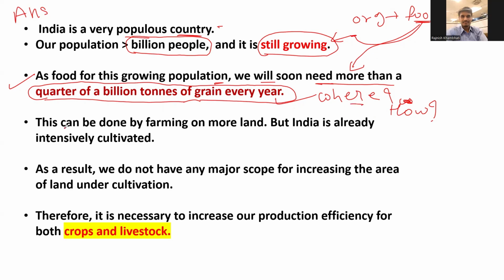So this can be done by farming on more land. The answer is very easy, because we get the food from the farm, so simple, do more farming. But more farming requires more land. You can farm more and get more yield from more land, but that's the problem, that land is limited.